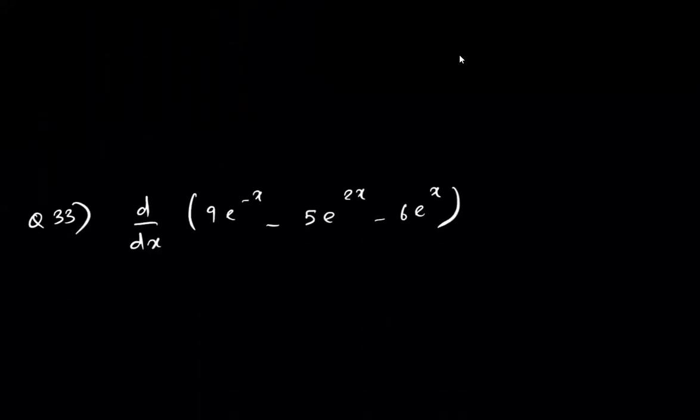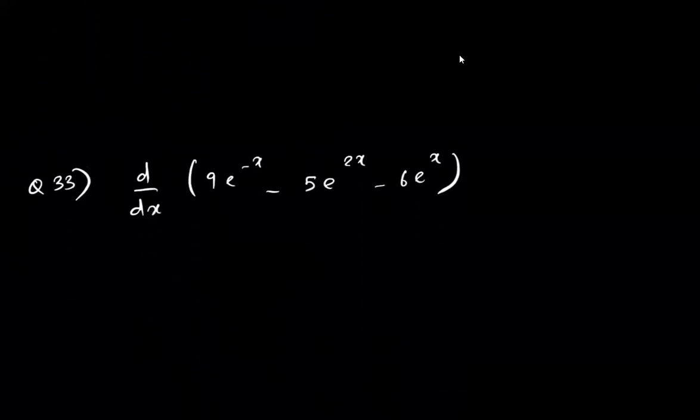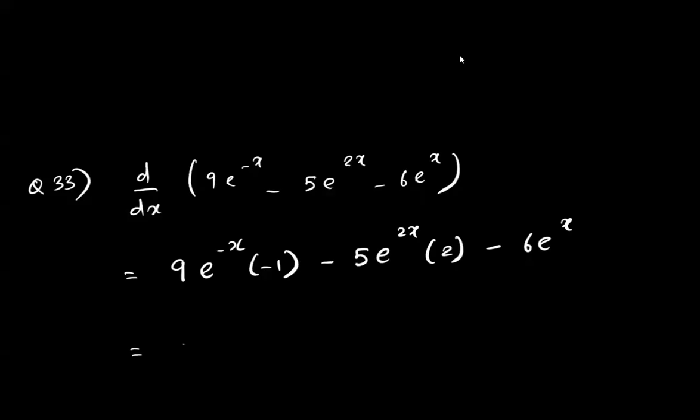Okay. Then here I have the exponential function. As you know, the derivative of e to the power of x is itself, but here I have to use the chain rule because there is e to the power of negative x. So 9 is just the constant multiple. I just bring it down. The derivative of e to the power of anything is itself times the derivative of whatever is in place of the x. So here negative x is in the place of x. So that derivative is negative 1, minus 5 e to the power of 2x times 2, minus 6 e to the power of x. When I simplify this, my answer should look like this.